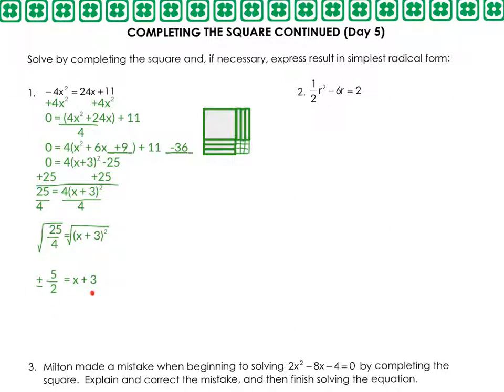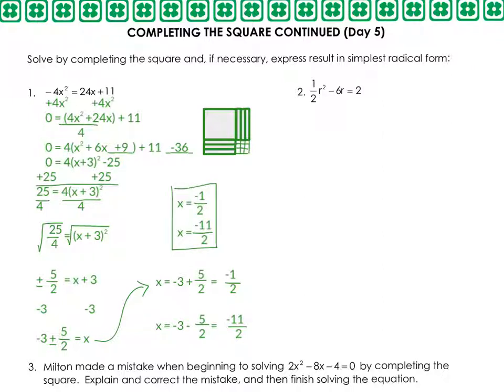Then I have the x plus 3. To get x by itself, I need to subtract 3 from both sides. And when I do that, I get negative 3 plus minus 5 halves, which I can simplify. So I'm going to break this into 2 answers, which would be x equals negative 3 plus 5 halves and x equals negative 3 minus 5 halves. And when we do that, we get our 2 answers of negative 1 half and negative 11 halves. So those are our 2 answers. We can either write them in set notation or just write as x equals. So I rewrote my answer as x equals negative 1 half and x equals negative 11 halves, which you could write as decimals if you wanted.